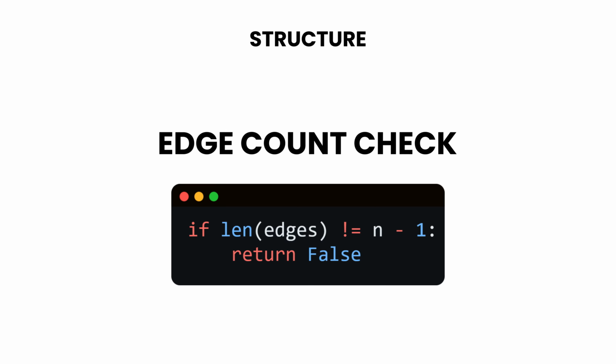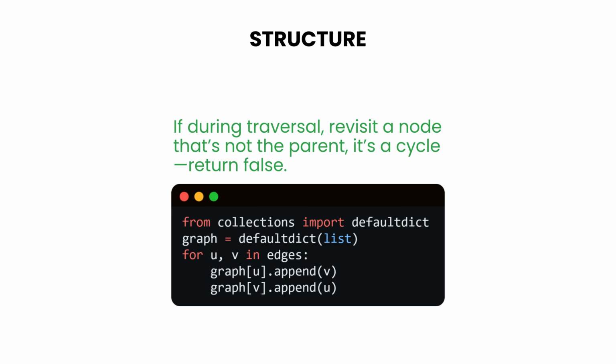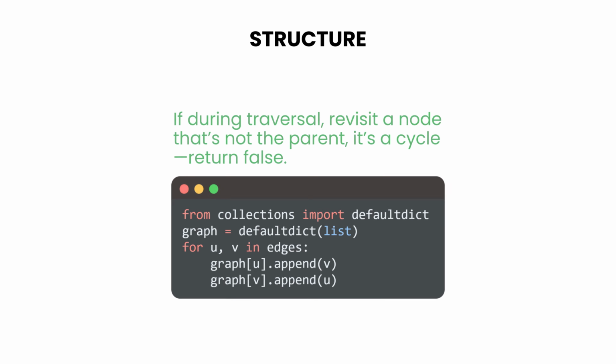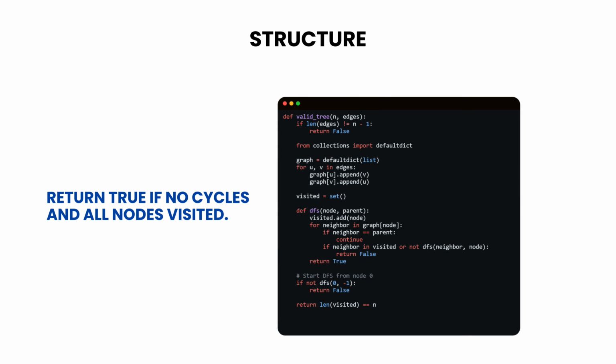Edge count: return false if len(edges) does not equal n-1. DFS/BFS: build adjacency list from edges. Start from node 0, mark nodes as visited. If during traversal you revisit a node that's not the parent, it's a cycle, return false. After traversal, check if all nodes are visited, meaning connected. Return true if no cycles and all nodes visited.